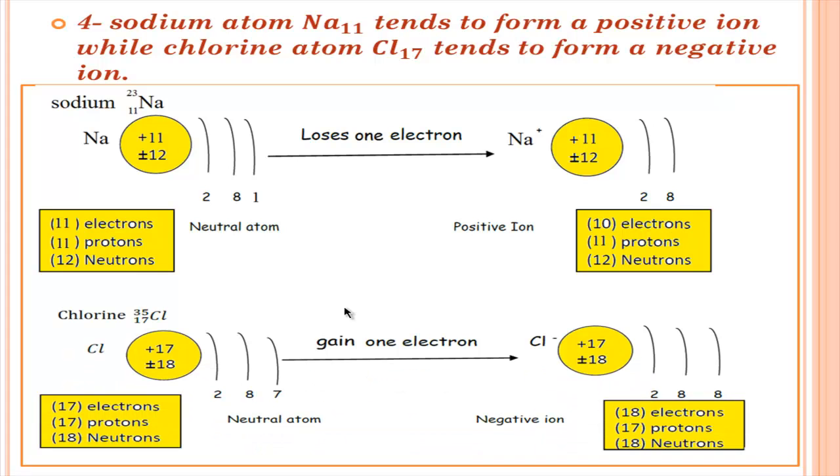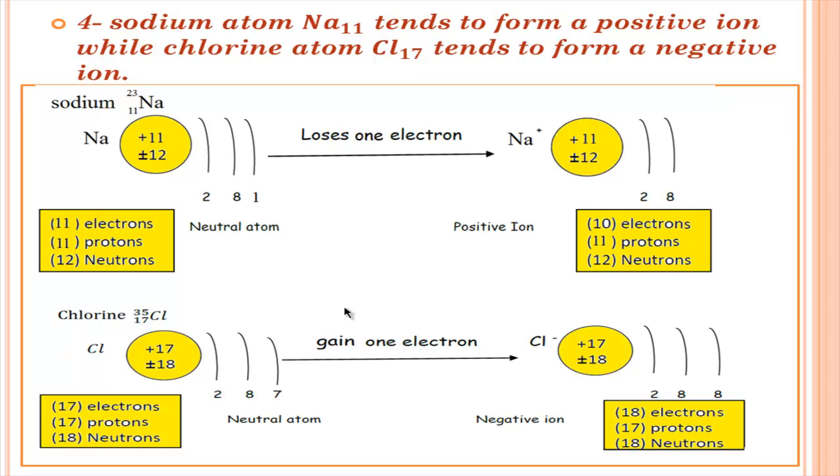While chlorine is a non-metal. Chlorine is 17, 2-8-7. The first energy level K is saturated by 2, as we know, and L is saturated with 8. So 7 electrons remain in the outermost energy level. So the chlorine atom needs 1 electron to complete its outermost energy level. So it will gain 1 electron to form a negative ion.